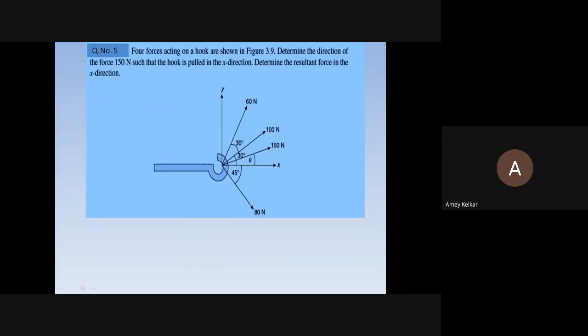The changes which are there are: this force is 100, this force is 80, again this force is also 80, and this bottom force is 200. The bottom force is 200.